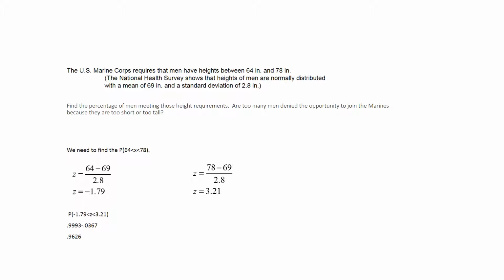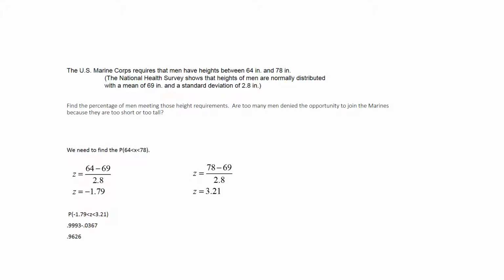Question 1. The U.S. Marine Corps requires that men have heights between 64 inches and 78 inches. The National Health Survey shows that heights of men are normally distributed with a mean of 69 inches and a standard deviation of 2.8 inches. Find the percentage of men meeting those height requirements. Are too many men denied the opportunity to join the Marines because they are too short or too tall?